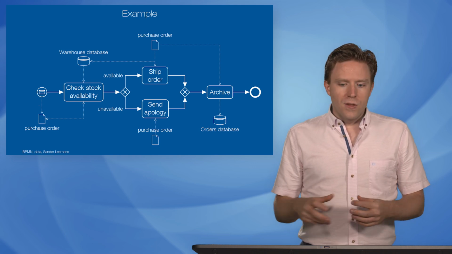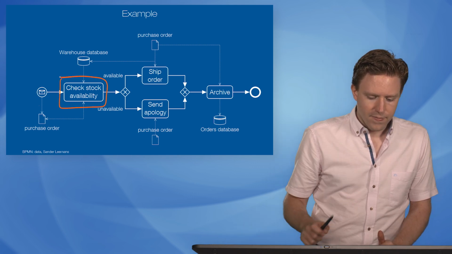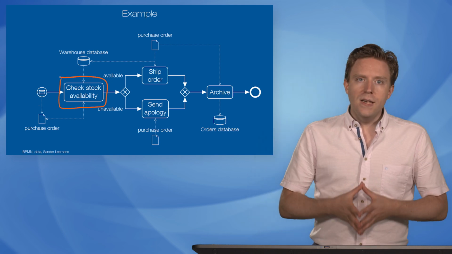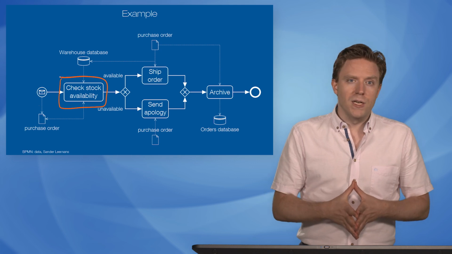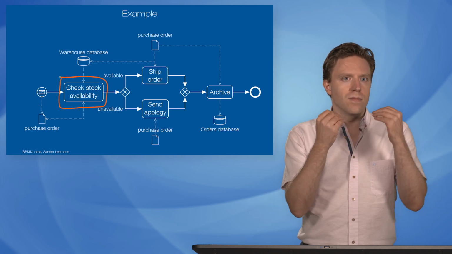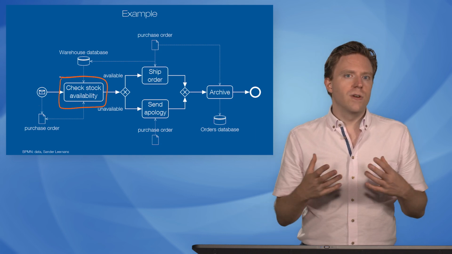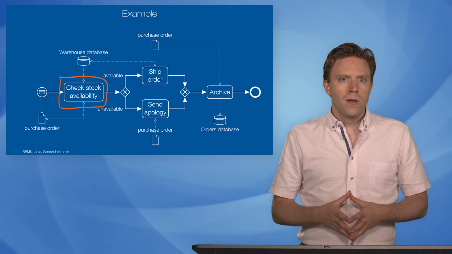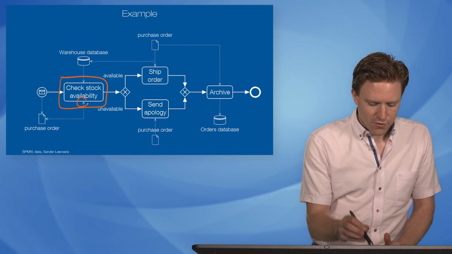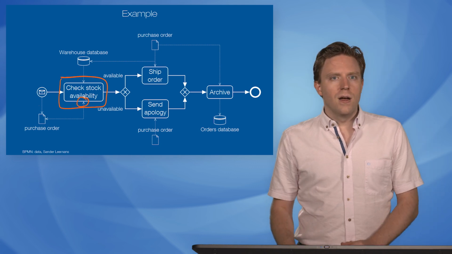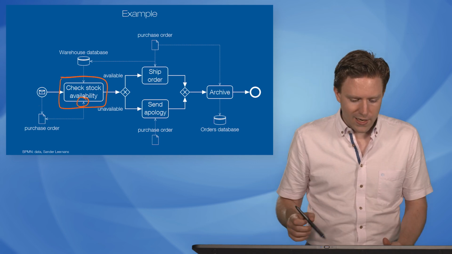Then, the check stock availability task needs two things. It needs the purchase order, because somebody, or a system, whatever, needs to take the items from the purchase order and check in the warehouse database if the items are still there. So you see that we have an association from purchase order to check stock availability. That means that we have as input the purchase order into check stock availability.